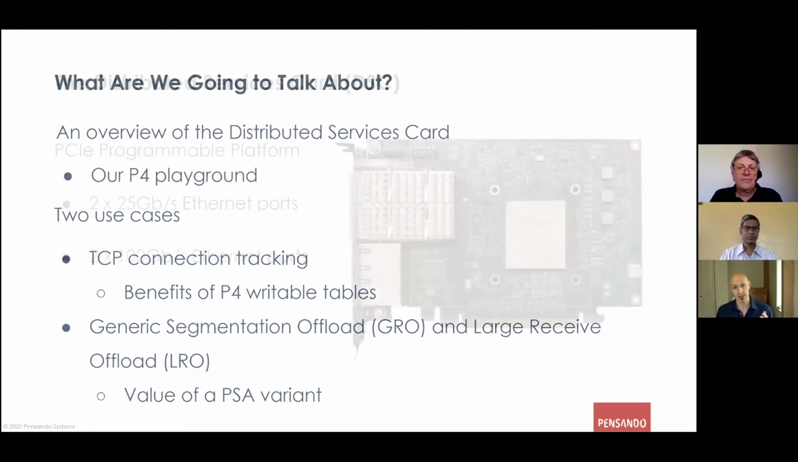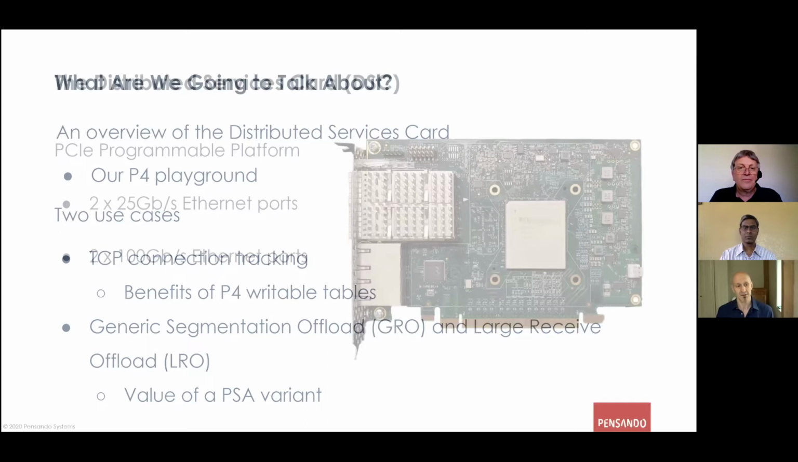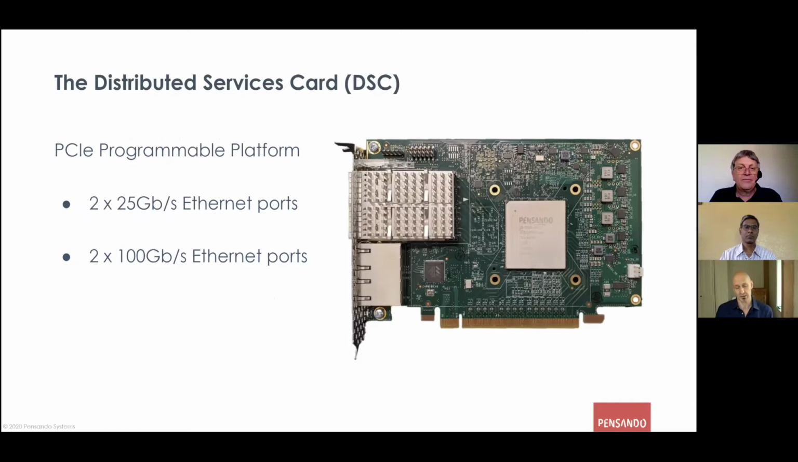So the Distributed Services Card, or DSC, is a programmable platform that has a PCIe connector, interface, so it can be installed in a host. And then it has, on the other hand, 2 Ethernet interfaces. We have 2 models of the card. One has 25 gig interfaces. The other one has 100 gig interfaces that then can be operated at different speeds. They can be broken down to multiple lower speed interfaces.